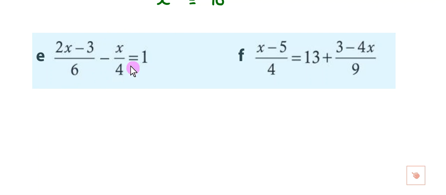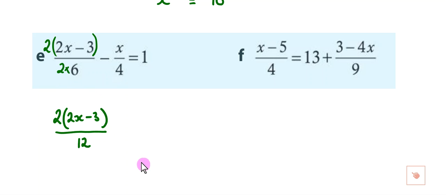Well, what I would do here is multiply this fraction by 2. So basically, you are putting brackets and doing 2 times that. That doesn't change that fraction, does it? It's an equivalent fraction. So you then have 2 lots of 2x minus 3 over 12. And you've got minus, well, I would multiply this one by 3, which would give me 3x over 12.